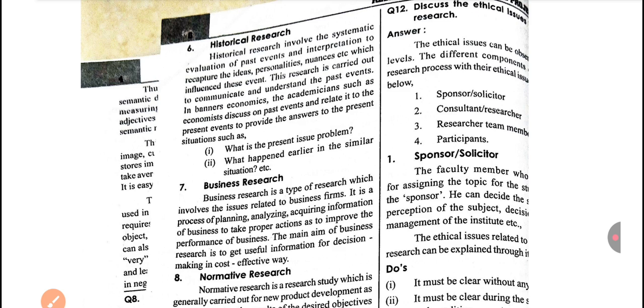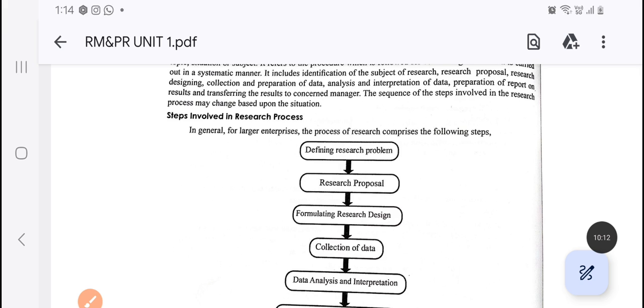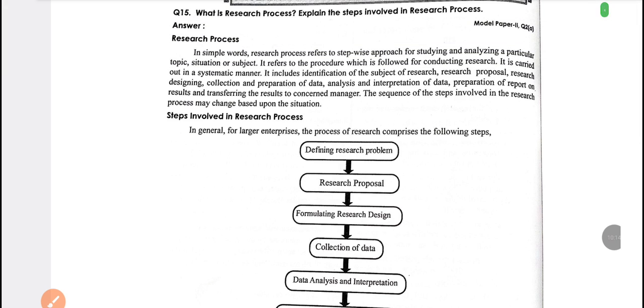Like this, you need to write it on your own. Learn any 6 to 7 types of research and write them on your own. How many sides will you write? You need to write 3 sides. Got it? Any doubts in this research answer? Any doubts or not? Next one, research process.